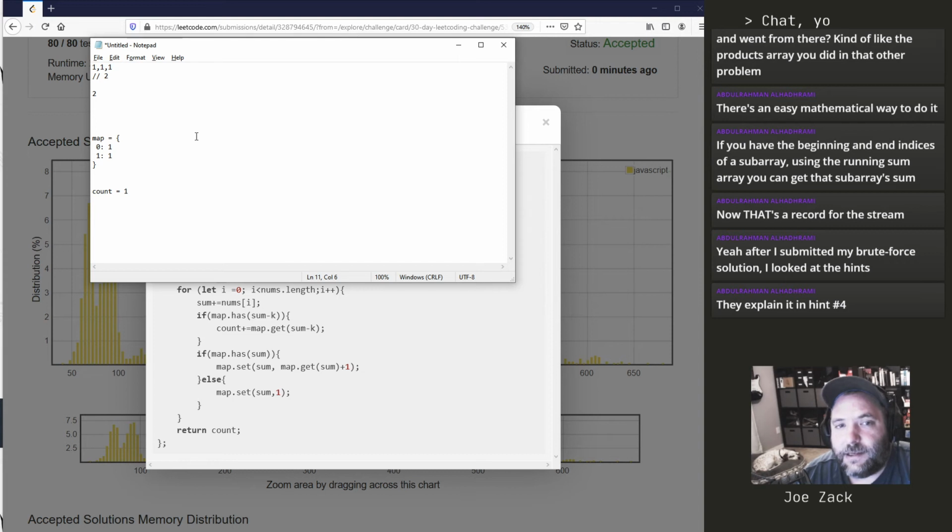Okay, and then in addition to that, we also cache it. So we say 2 has a value of 1. All right. Now our running sum is 3. 3 minus 2 is 1. Okay, which exists. So we're going to have to add this to our count too. So that's how it gets the right answer, but I'm still having a kind of hard time internalizing it.